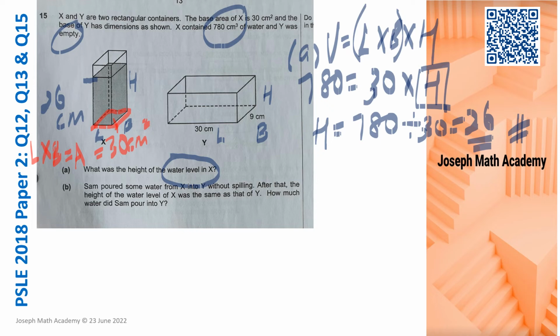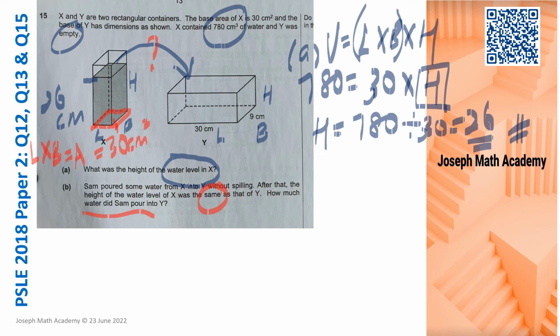Now part B. Part B is telling us that Sam did some pouring. So Sam poured some water from X to Y without any spillage. And then after that, the height of the water level of X was the same as the height of the water level of Y. How much water did Sam pour into Y? So it is actually an internal transfer. That means the total is unchanged.